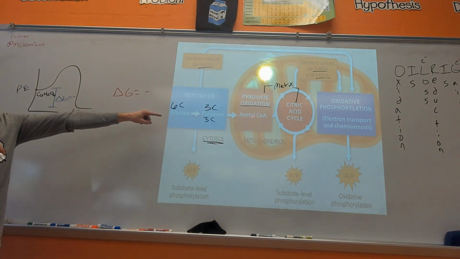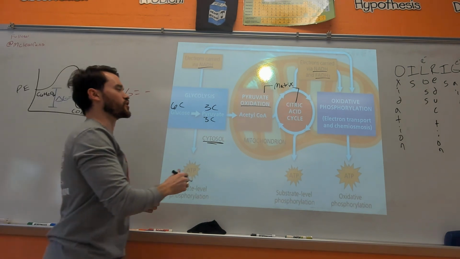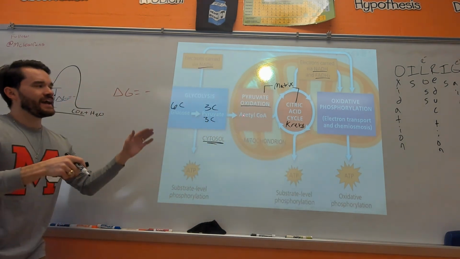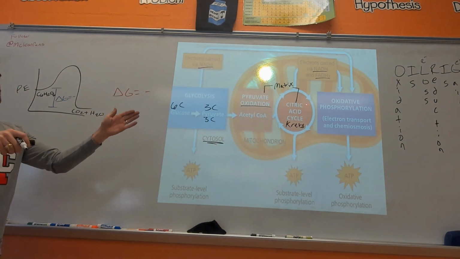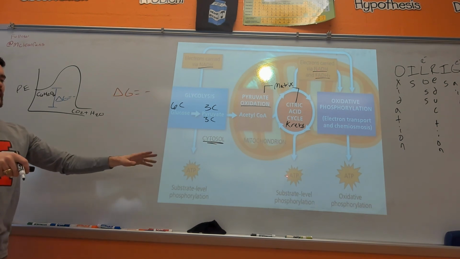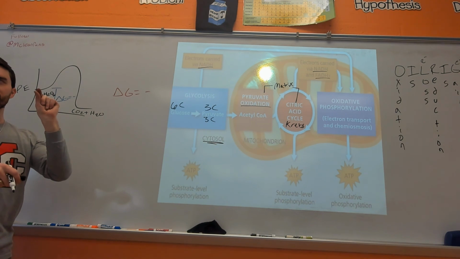And you make acetyl-CoA, which goes into what's called the citric acid cycle, also known as the Krebs cycle. And we do more oxidation where we'll make more NADH, more FADH2, and you also will make a little bit of ATP, but just a little bit.